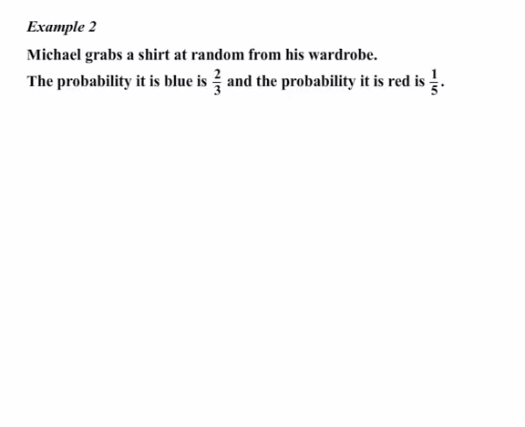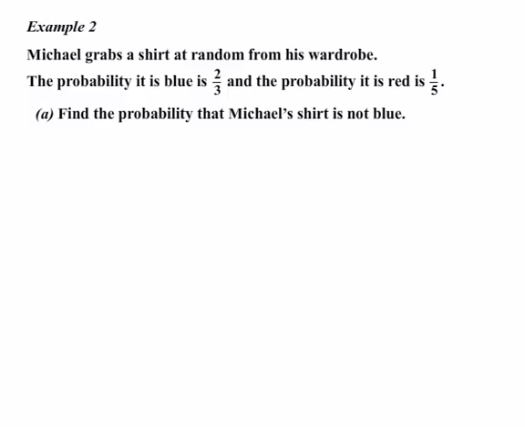Let's have a look at example 2 now. We're told that Michael grabs a shirt at random from his wardrobe. The probability that it is blue is 2/3 and the probability it is red is 1/5. Now we're asked to find the probability that Michael's shirt is not blue.